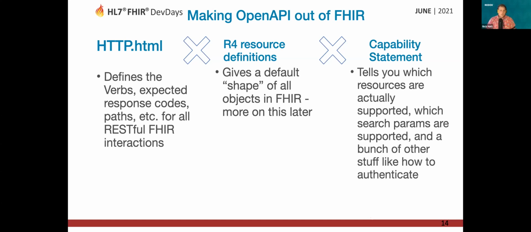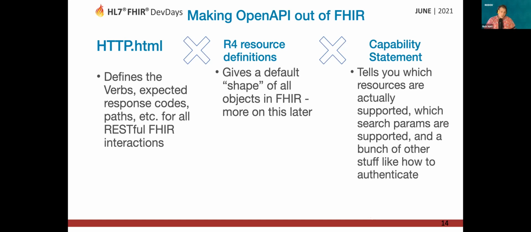Then you need some resource definitions. We'll talk about this in the second half of the talk. This is where structure definition comes in. But you want to have the shape of the objects that are inputs and the shape of the objects that are outputs from your API. And you can get all those from FHIR. And then finally, that beautiful part is that capability statement. It tells you which resources are actually supported in a given instance, which search parameters are supported.